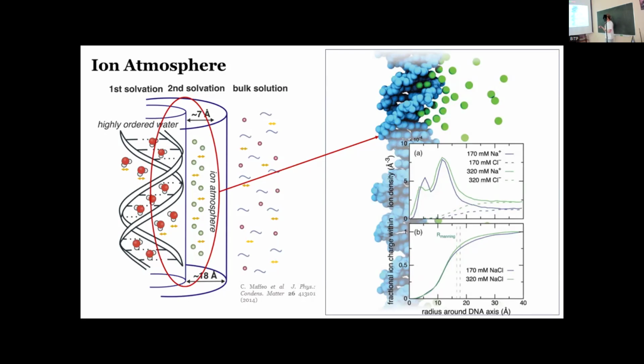The lower graph shows the cumulative charge of ions around the DNA. The dashed line here shows the Manning radius. It's a distance where approximately 75% of the negative charges of DNA are compensated or neutralized by ions. The calculations show that this distance is approximately 16 to 17 angstrom from the DNA axis, which is also in good agreement with the theoretical predictions.